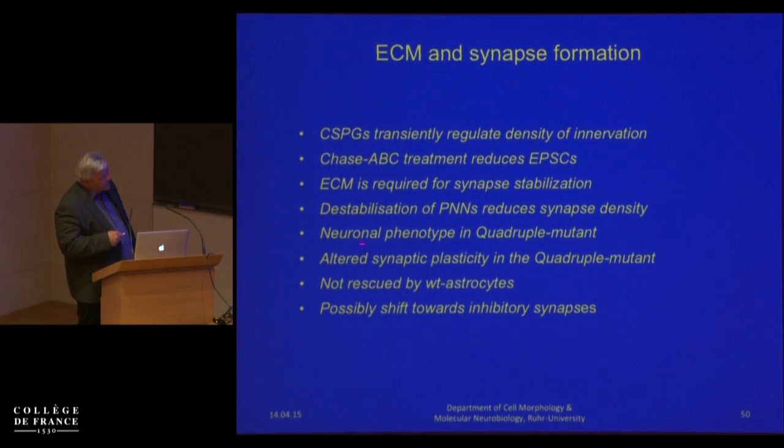and we have clear evidence of a neuronal phenotype in the quadruple knockout mutant, and this is the point where we are now going and trying to find genes that are dysregulated to understand this phenotype in more detail. And this phenotype seems to translate in altered synaptic plasticity, which cannot be rescued by wild-type astrocytes as far as we think. And finally, we have also this aspect of a shift towards inhibitory synapses.